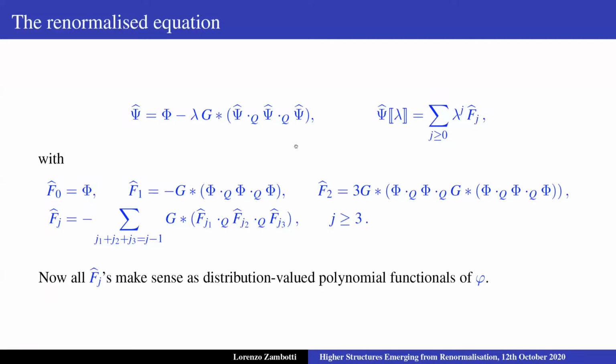Now, as I said before, there is a difficulty: all these f hat j now make sense as distribution valued polynomial functions of phi. So f hat 1, for example, is a distribution, and all following terms as well.